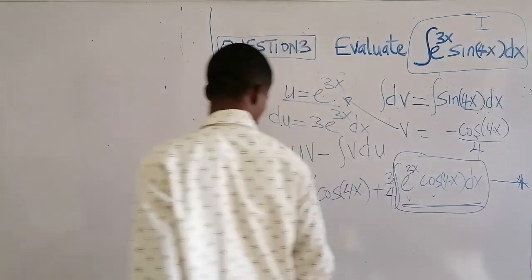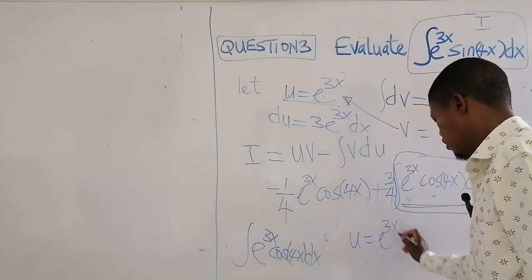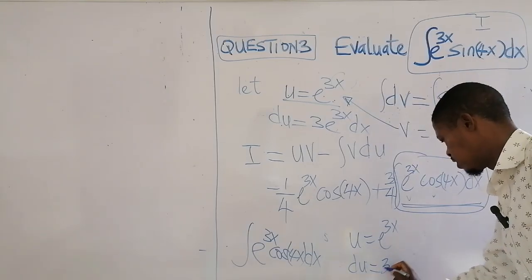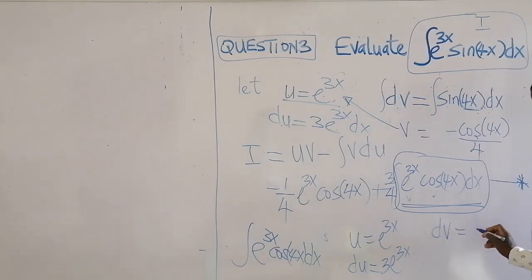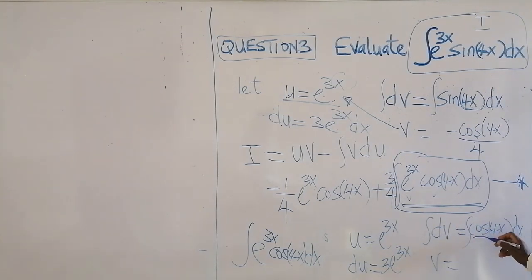So I'm going to take that integral outside, where my u is this. So the u is also equal to this. Then the v is cos 4x dx. So integrate this. So v is equal to what? If you integrate cosine, that will be sine of the function. Then you divide by what?